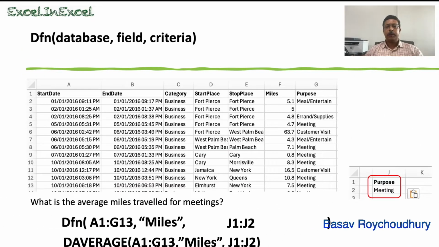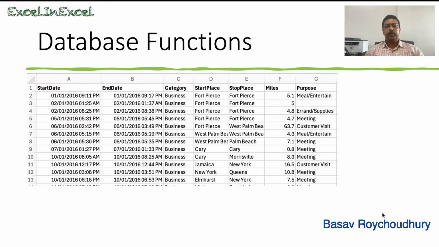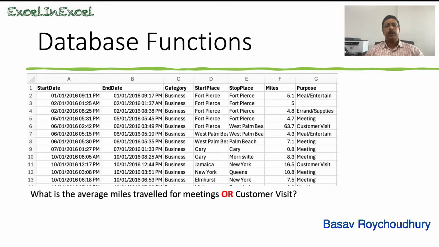So we have just seen how this formula gave the result. As I had mentioned, the average function will work on the miles, subject to the condition that the purpose was meeting. What happens if we make our question a little more involved now? We are saying, what is the average miles traveled for meetings or for customer visits?